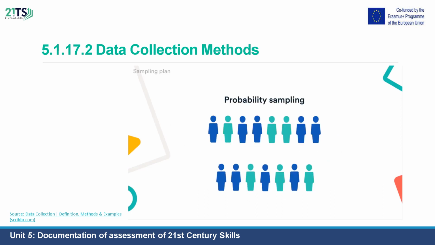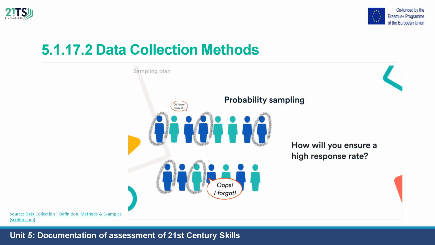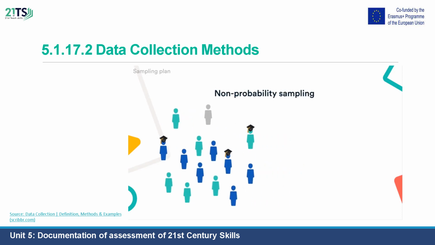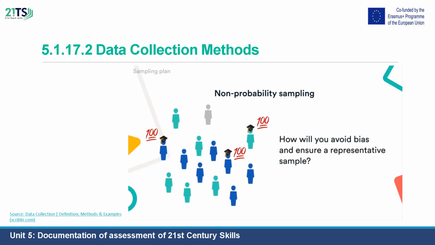If you're using a probability sampling method, it's important that everyone who's randomly selected actually participates in the study. How will you ensure a high response rate? If you're using a non-probability method, how will you avoid bias and ensure a representative sample?